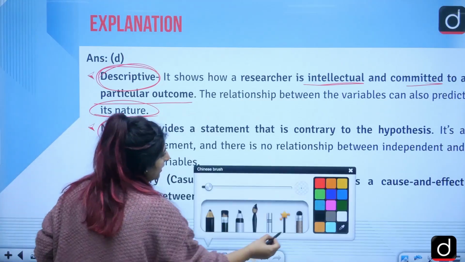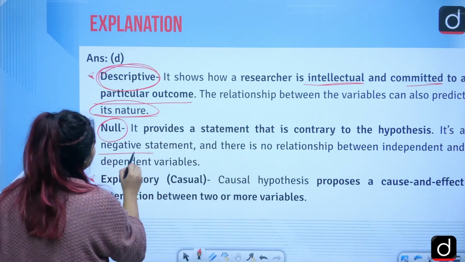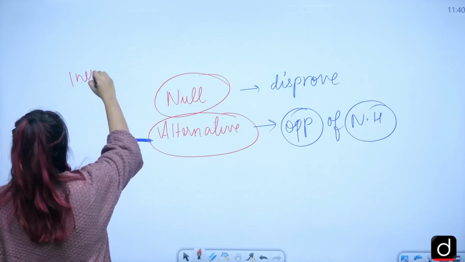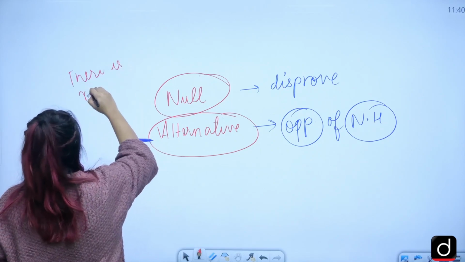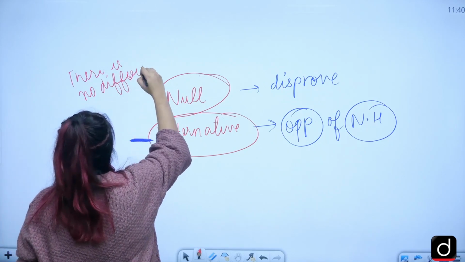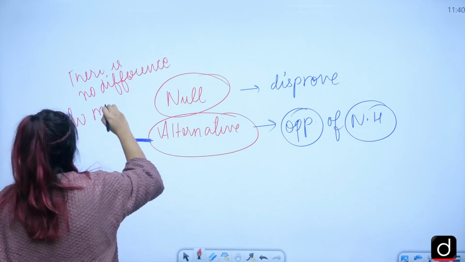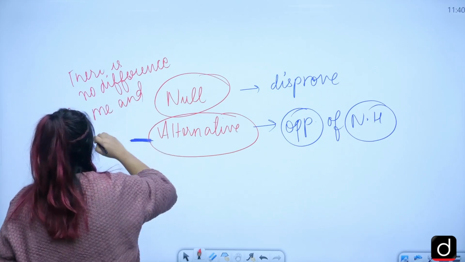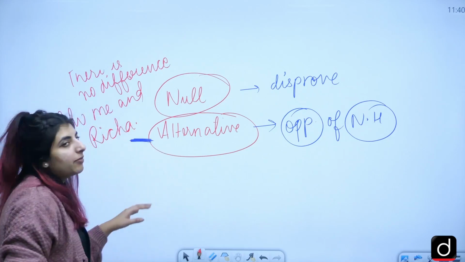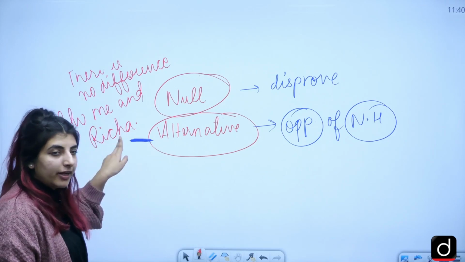Null hypothesis, now coming back here again, is contrary to the hypothesis; it is a negative statement. For example, I can say that there is no difference between me and Richa. Correct? So I've talked about no. So there is a negative statement which has been talked about here. Correct?